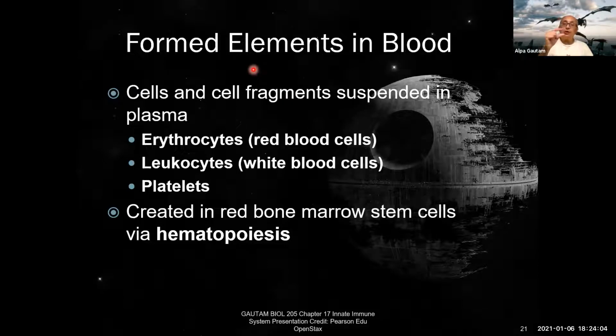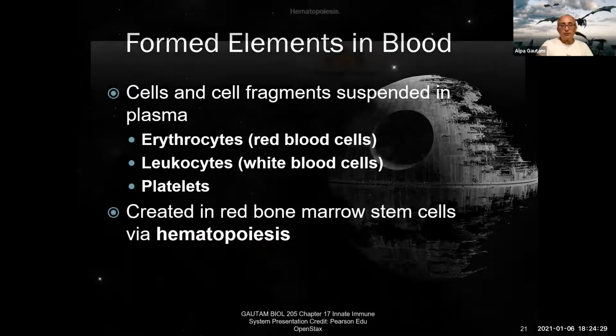There's the formed elements part of blood, and then there's the matrix of blood, which is plasma, the liquid portion. So the cells and cell fragments that are suspended in blood, the cellular components of blood, are called formed elements. And those cells are erythrocytes, leukocytes, and platelets. These are cells that are all created within the bone marrow via a process called hematopoiesis.